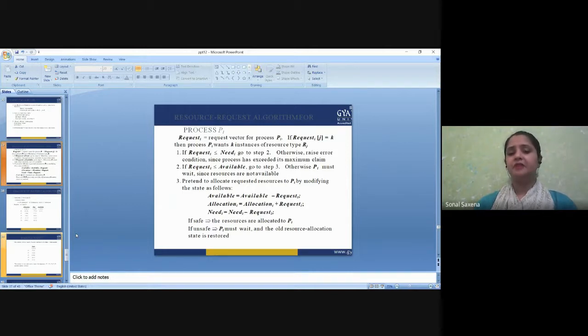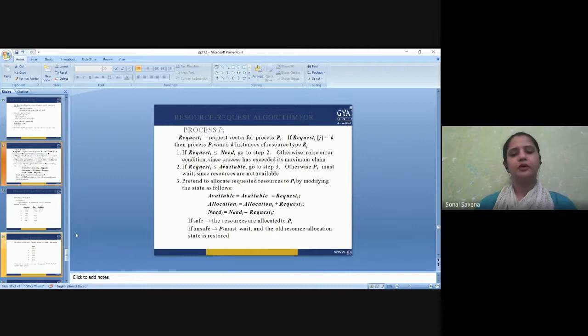The second step says if the request is less than or equal to available, let's say the requested amount is less than the needed amount, then in that case we'll move to the second step, where first we have to see whether the amount that you are requesting is currently available or not. If it is, we go for the third step. Otherwise Pi must wait since resources are not available.